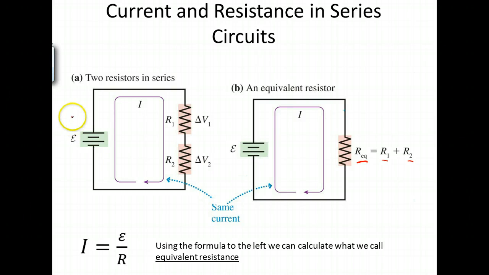Okay. If I have a 10-volt battery here, what do these have to add up to? 10 volts, right? If I have a 10-volt battery here, what is this one?